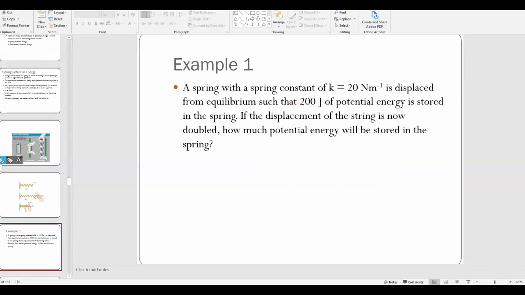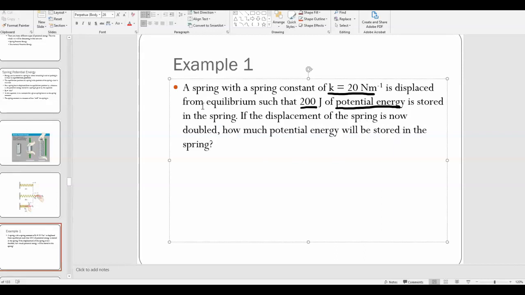All right, so let's do some basic calculations. Okay, so example 1. It says a spring with a spring constant of K equals 20 newtons per meter. So the unit of spring constant is newton per meter. We're not going to talk about why that is right now, but it is newtons per meter. And it says it's displaced from equilibrium such that 200 joules of potential energy, and of course it's spring potential energy, is stored in the spring. It says the displacement of the string, it should say spring. If the displacement of the spring is now doubled, how much potential energy will be stored?